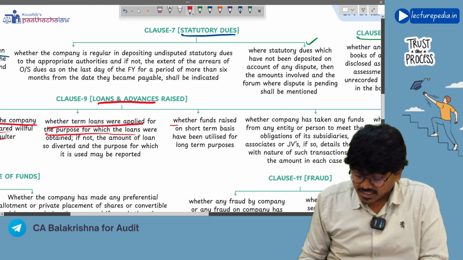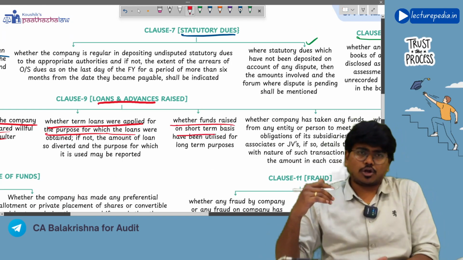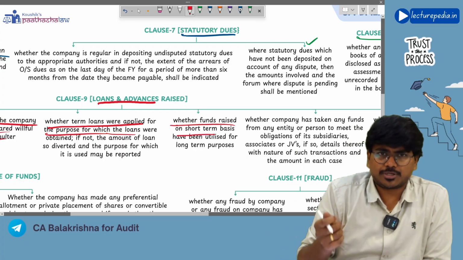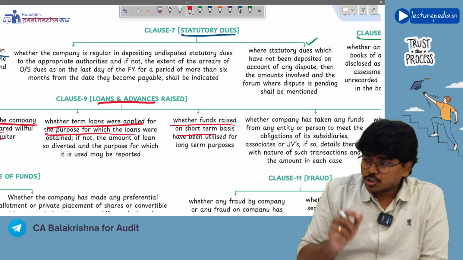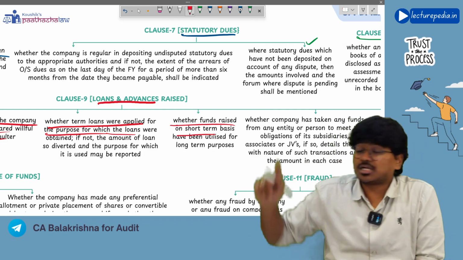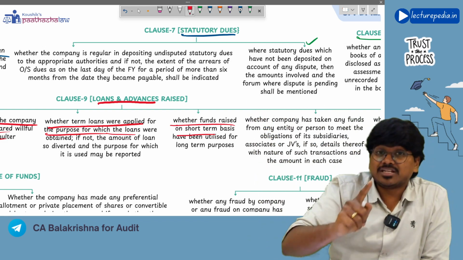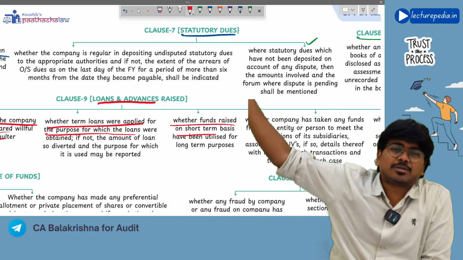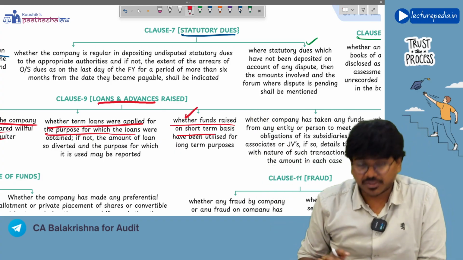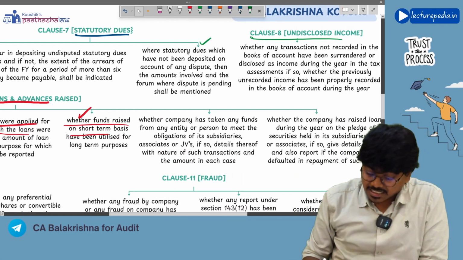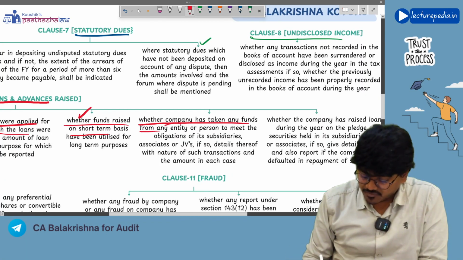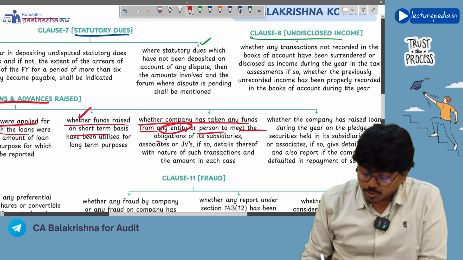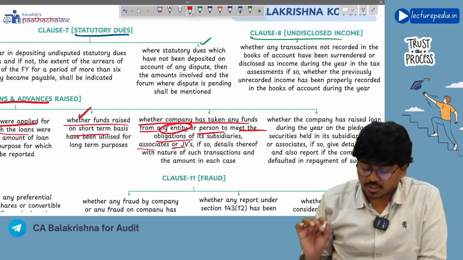Next, whether the funds raised on short term basis are used for long term purposes. See, if you have taken a working capital loan, it is a short term loan. You should use it only for short term purposes, but not for long term purposes. If in case you use short term loans for long term purposes, the auditor will report here in this clause. Got it? Next, whether the company has taken any funds from any entity or person to meet the obligation of its subsidiary, associate, or joint venture.